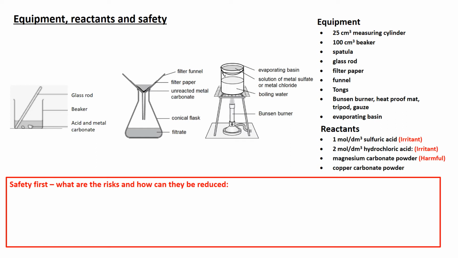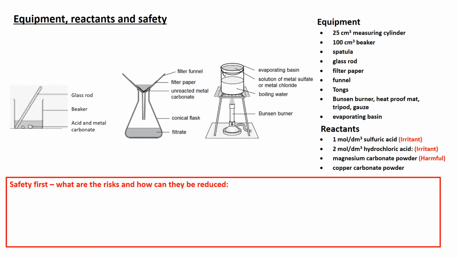Then what we have in the second picture is a filtration setup, and we've got a funnel and filter paper, and that will filter any solids out of the liquid. So that will filter out any excess solids that have not been reacted. And the third picture is where we've got a Bunsen burner heating with like a water bath on top, heating the solution of metal sulfate or metal chloride. And that was to remove any of the water that has been produced during the reaction.